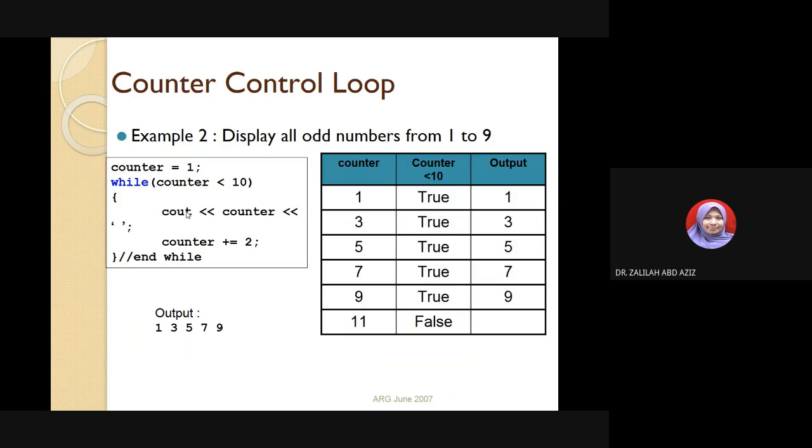Okay, now example, if you want to display all odd numbers from 1 to 9. Okay, so kita result dia should be 1, 3, 5, 7, and 9. Okay, so counter dia should start with 1 lah. Okay, so and then update dia, odd numbers is 1, nak dapatkan 3, you need to add 2. Okay, so counter is equal to counter plus 2.